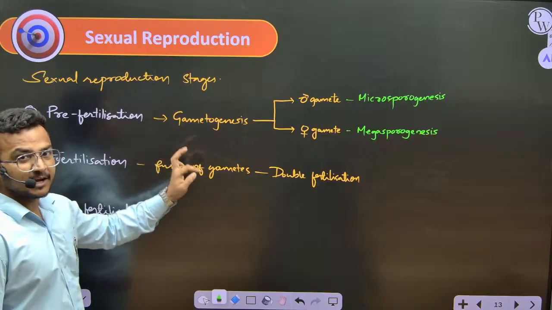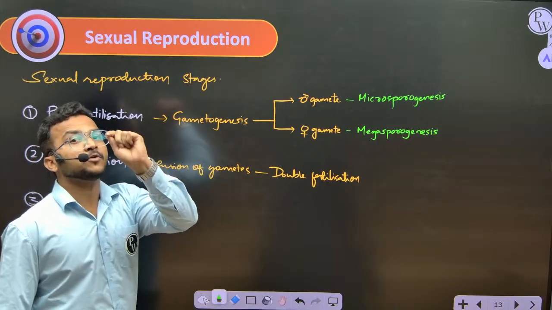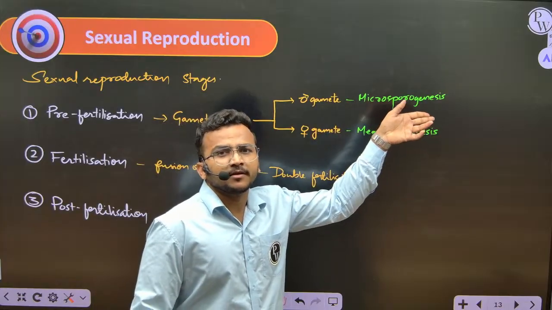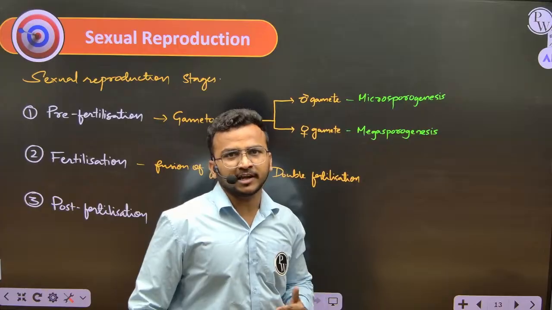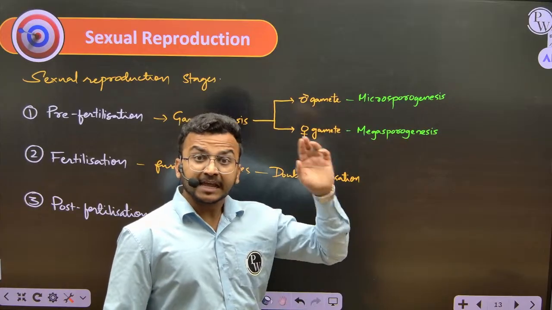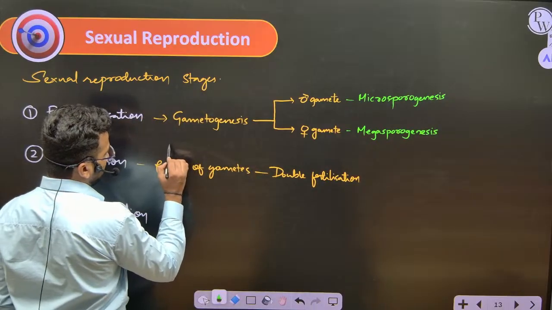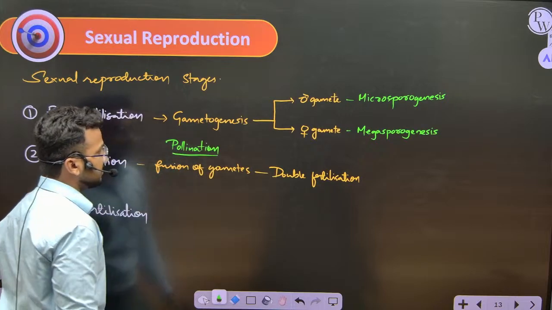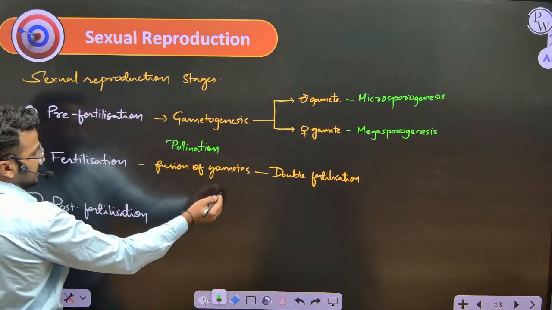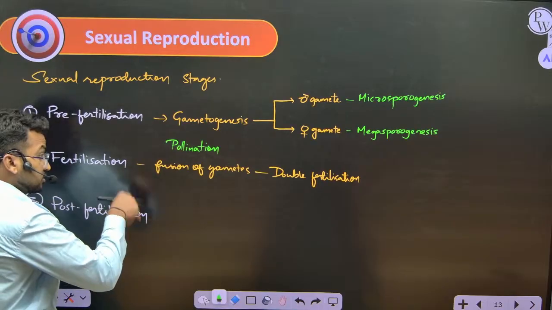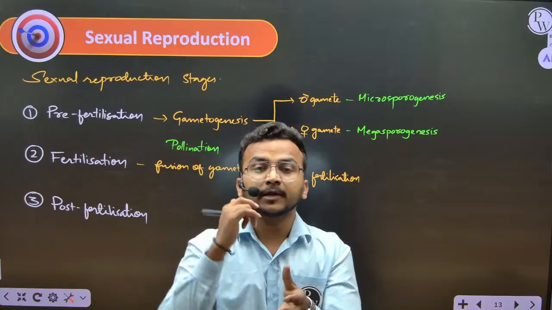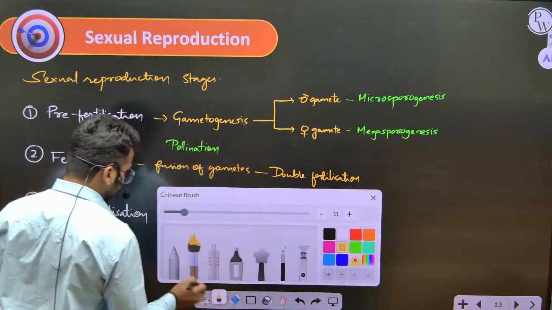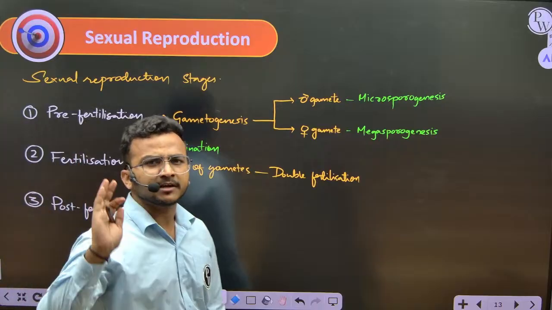And after gametogenesis and before fertilization, there is one more vitally important process taking place. Because these are not motile gametes, they have to be carried by someone or something else. That gamete transfer we will be studying as pollination. Pollination will be coming in between. So after pollination, fertilization will take place. And after the fusion of gametes, the structures we will be seeing, we will be learning in post-fertilization.